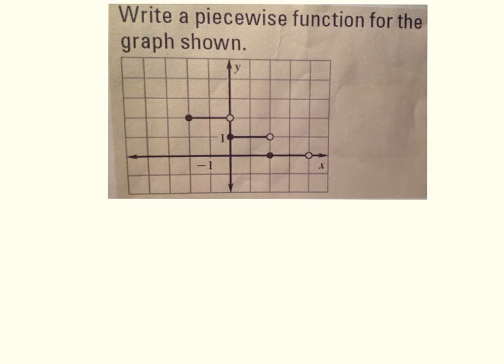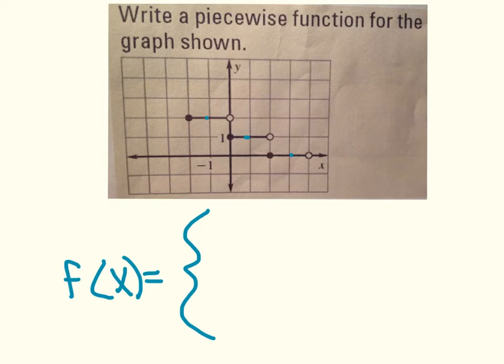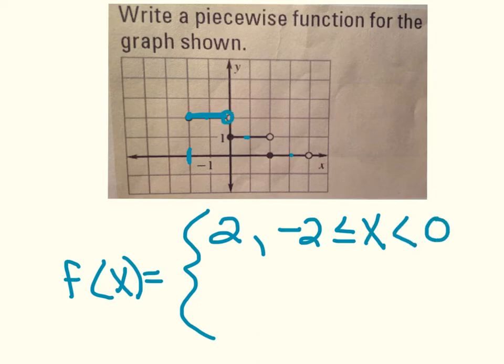Okay, here's your next example problem. This one says write a piecewise function for the graph shown. So we'll start with f of x equals, and then we've got 3 pieces, so we're going to have a big bracket here with room for 3 lines. All right, the equation of this line, if I were to continue it out forever, is just y equals 2. But we started at -2 with a closed circle, so -2 is less than or equal to x, and then on the right it stops at 0 with an open circle, so x is less than 0.